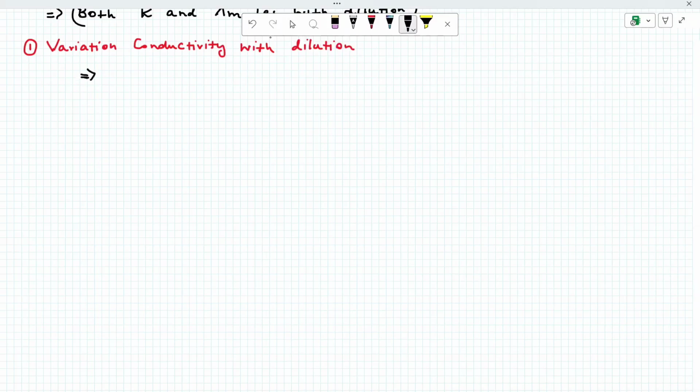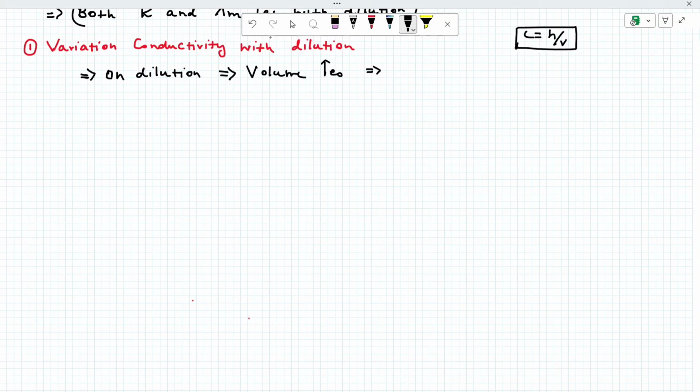On dilution, we know very well, volume increases. At the same time, what we know very well, right? Concentration is n by V. Volume increases, so concentration decreases. Therefore, on dilution, volume increases and concentration decreases.